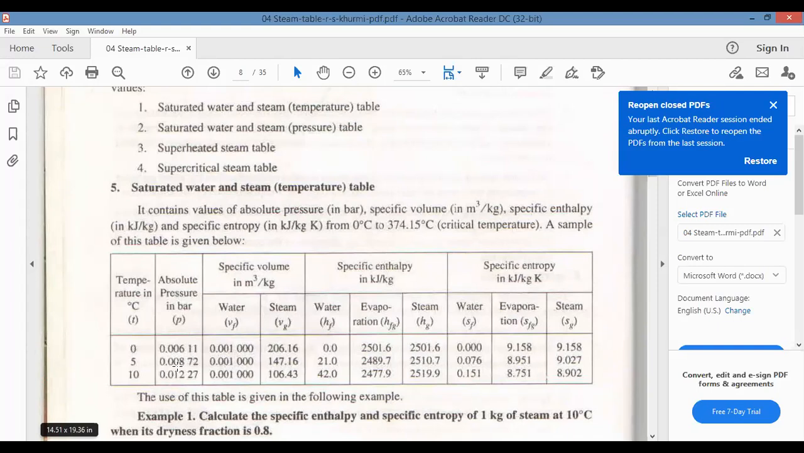So the first column is the temperature and the second column is the saturation pressure. It is the absolute pressure, mind well. The temperature is given in degrees Celsius, the pressure in bars. So what does it show? When the temperature is 10, the pressure is 0.01227. The meaning is that if you want the water to boil at 10 degrees centigrade, you need to reduce the pressure to 0.01227 bar.